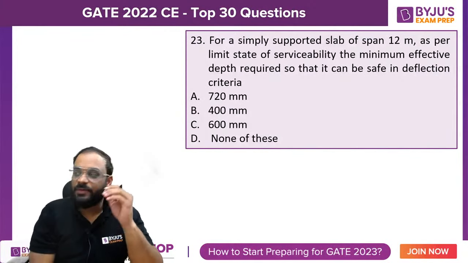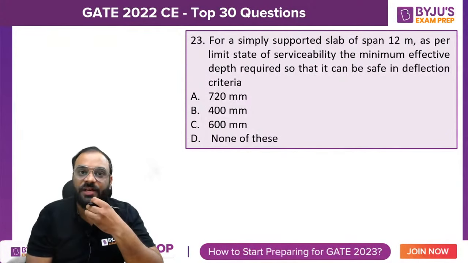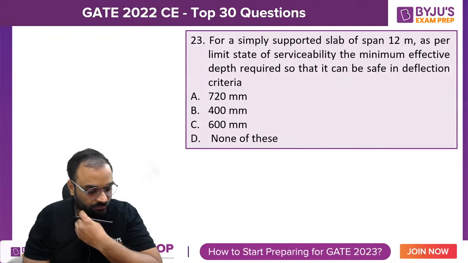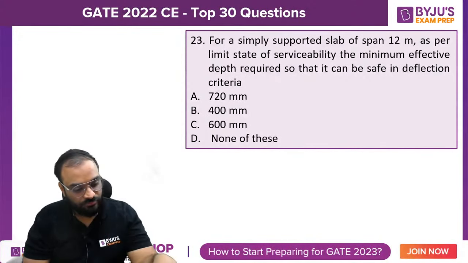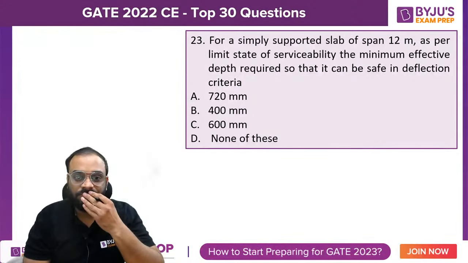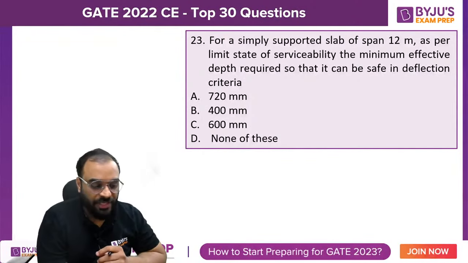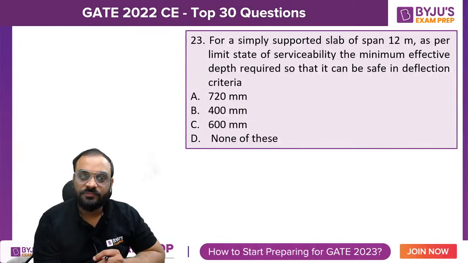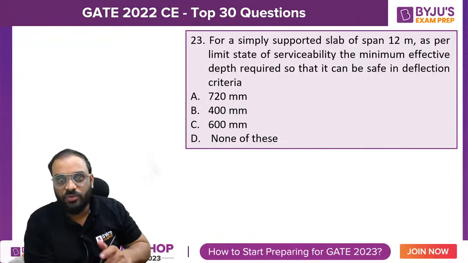Please remember this point, Preeti. It is always that the static friction force value is greater than the kinetic one. Tell me the answer of this one. What will be the answer of this one? Minimum effective depth, which we need over here.